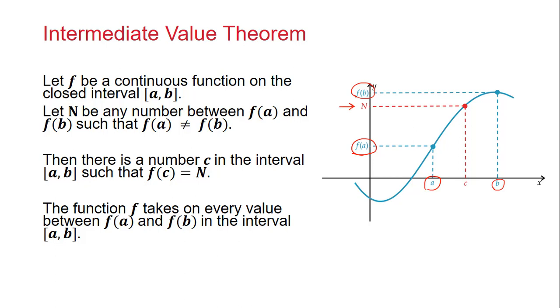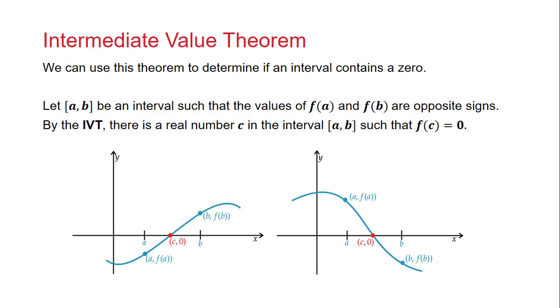Then there is a number c in the interval a to b such that f of c is equal to n. And that's because between the a and the b, the graph is smooth, right? There's no jumps or gaps in it, so it has to go through every single one of those y values between f of a and f of b.